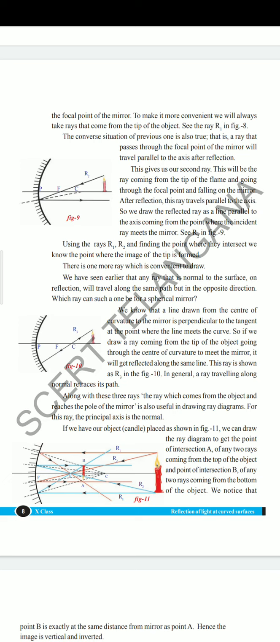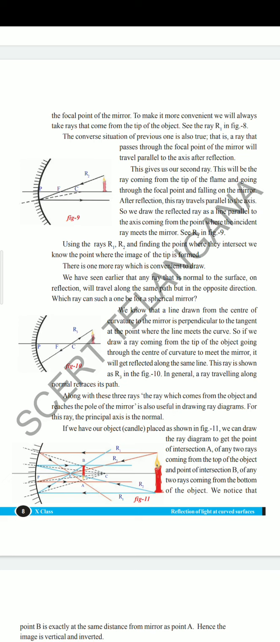Using the rays R1, R2 and finding the point where they intersect, we know the point where the image of the tip is formed. There is one more ray which is convenient to draw. We have seen earlier that any ray that is normal to the surface on reflection will travel along the same path but in the opposite direction.